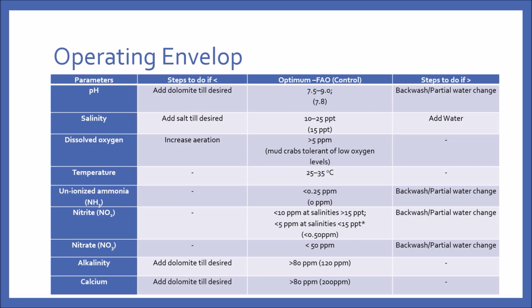Temperature. The optimum temperature we found is 27 to 29 degrees Celsius. If the temperature is too low, your crabs will not molt that frequently.